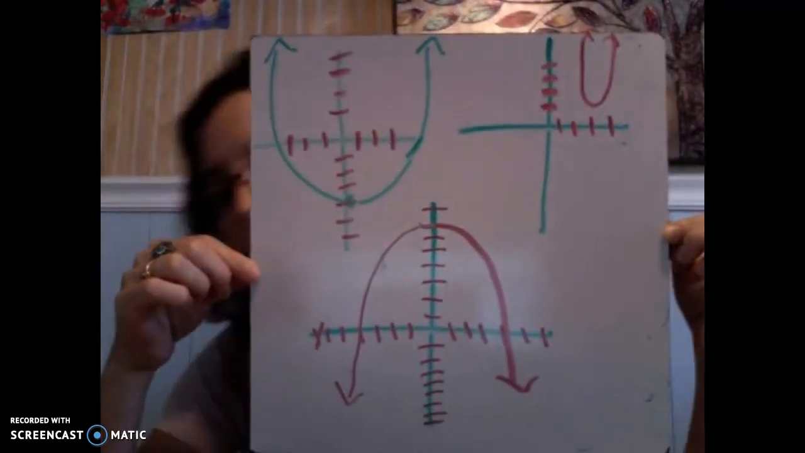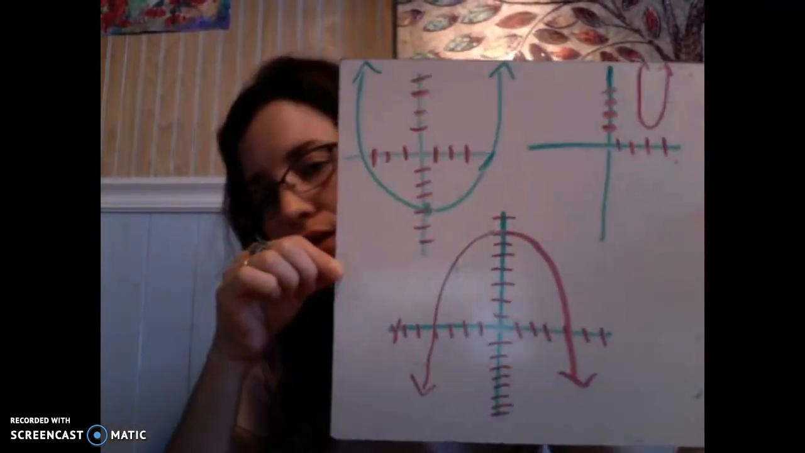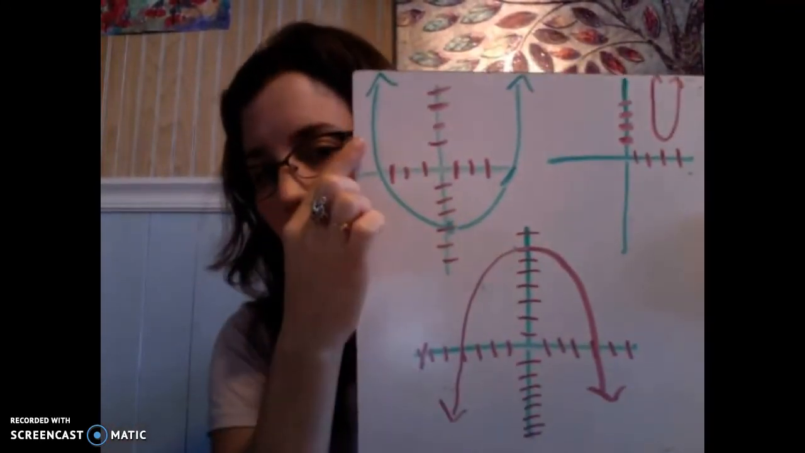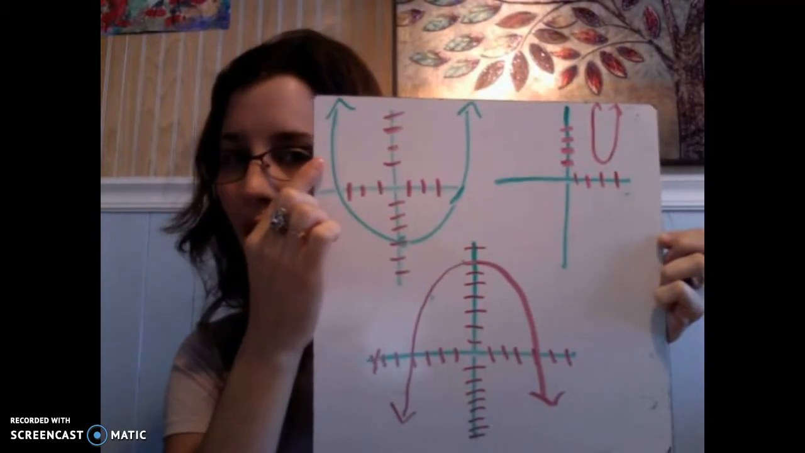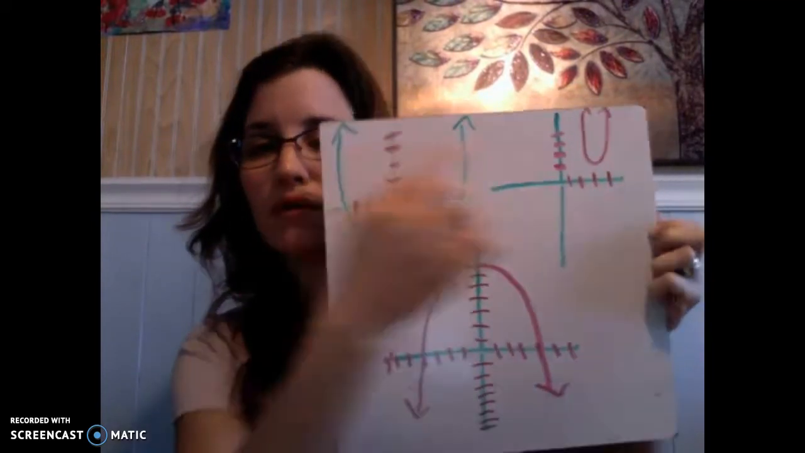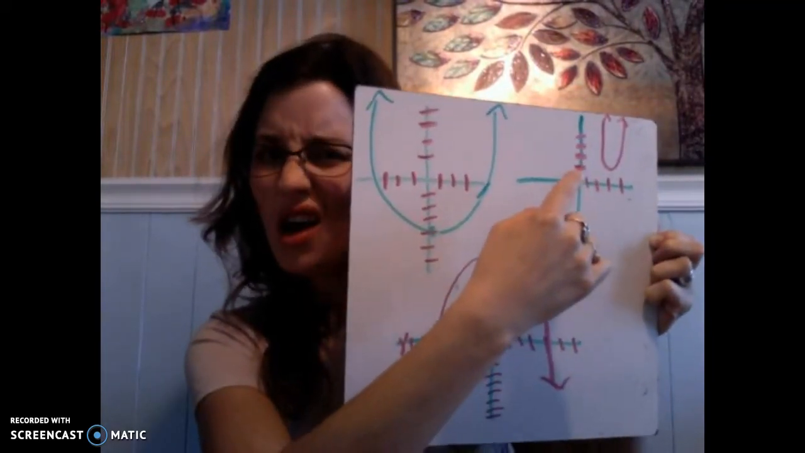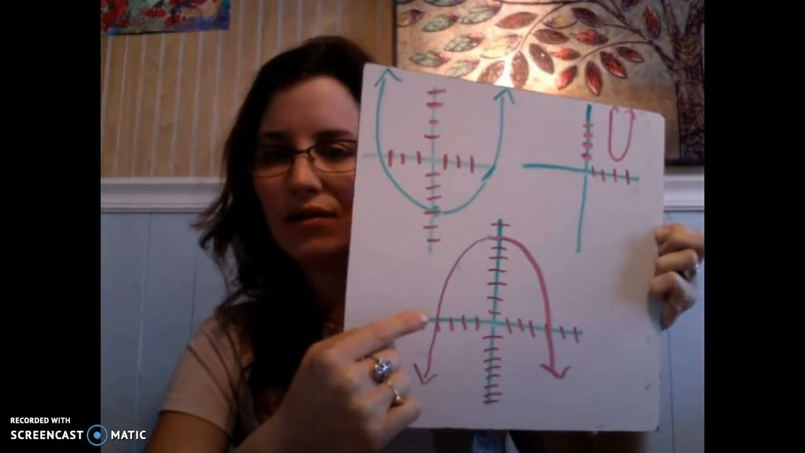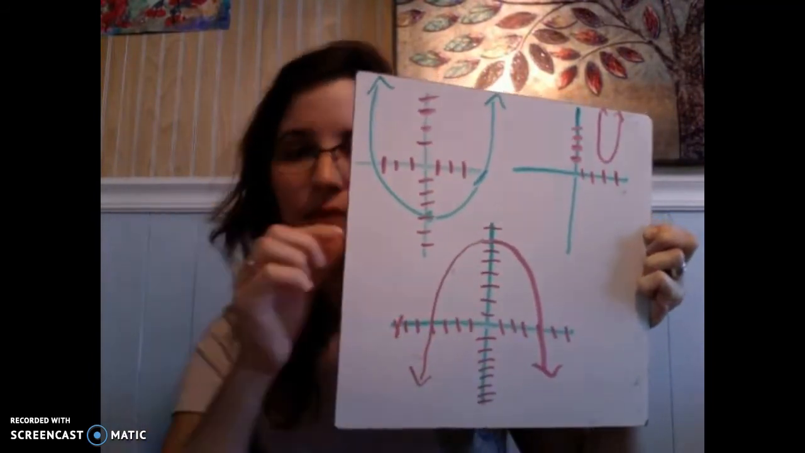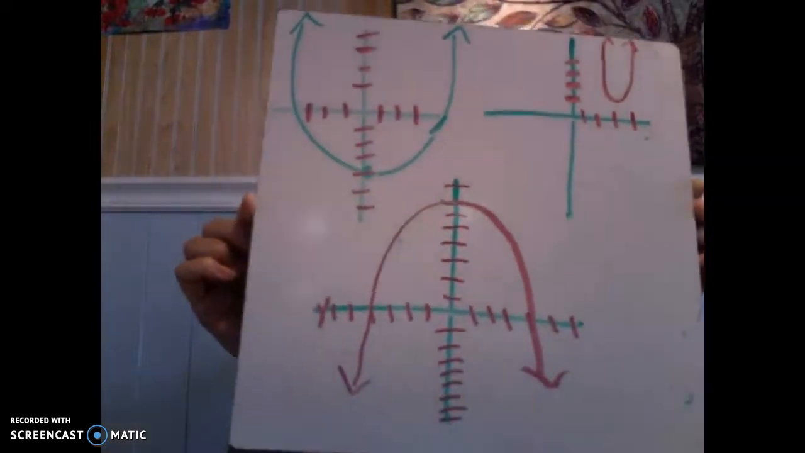Looking here at some examples of parabolas. I can see that this first one is a positive. Why? Because it's going up. This one is a positive. Why? Because it's going up. This one's a negative. Why? Because it's going down, right? Okay, so take a look here.